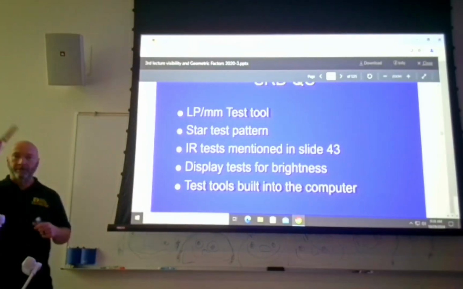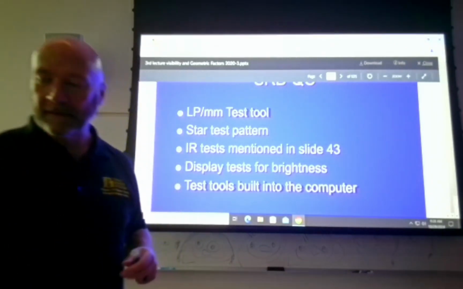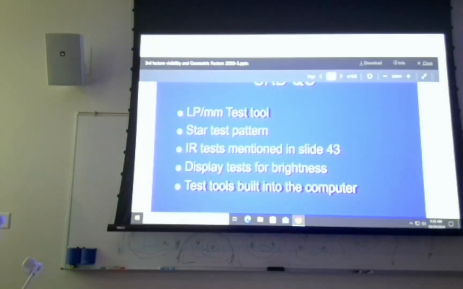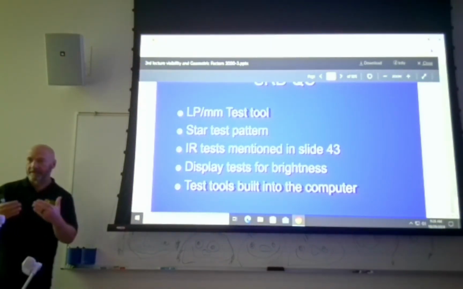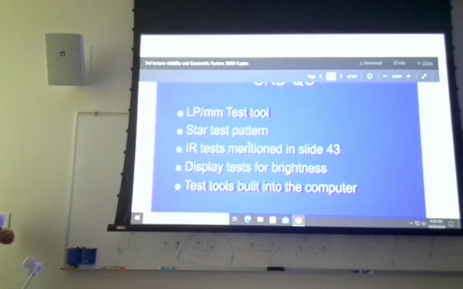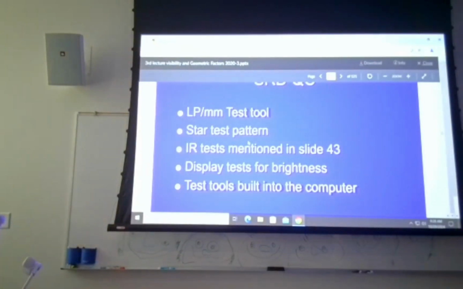So we have a line pair per millimeter test tool, and that's what this thing right here is. I'll pass that around and you can take a look at it. And we looked at a representation of that the other day, and the smaller the lines where you can still see the separation between the lines, the better the resolution. So that's what a line pair per millimeter test tool is. They have another one called the star test pattern. It's accurate, but it's a little bit more complicated to use.